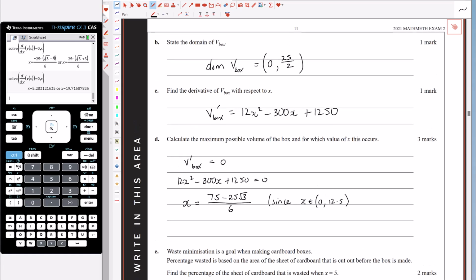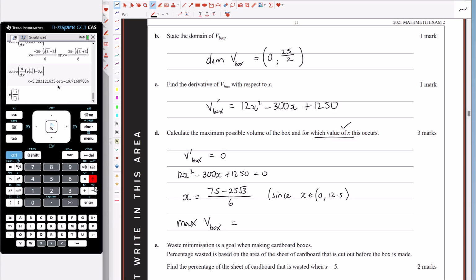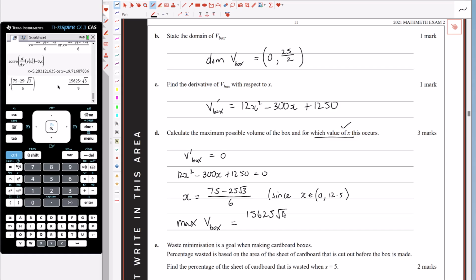Alright, so we want to calculate the maximum volume of the box and for which value of x this occurs. So we've calculated which value of x this occurs, and now we want to know the maximum volume. Maximum V box is going to be V of that ugly thing up there again. So I'm just going to write it this way, 75 minus 25 root 3 over 6. Okay, and so that is going to be 15625 root 3 over 9. And so that's our maximum possible volume.